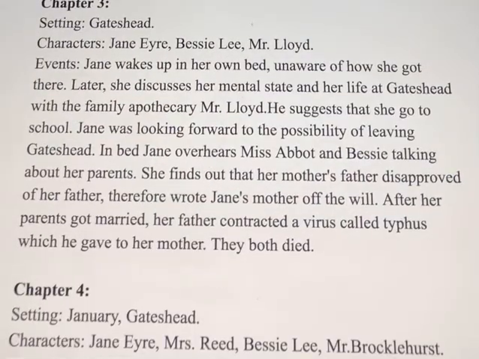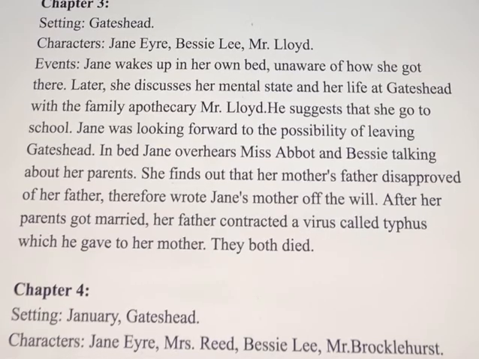Chapter 3. So Jane wakes up in her own bed, unaware of how she got there, so she was unsure of the events that took place. Later, she discusses her mental state and her life at Gateshead with her family apothecary, Mr. Lloyd. He suggests that Jane go to school. Jane was actually looking forward to the possibility of leaving Gateshead. Jane was being abused. She really had no support system and she wasn't really happy there. So anything was fine. She wasn't really attached to Gateshead.